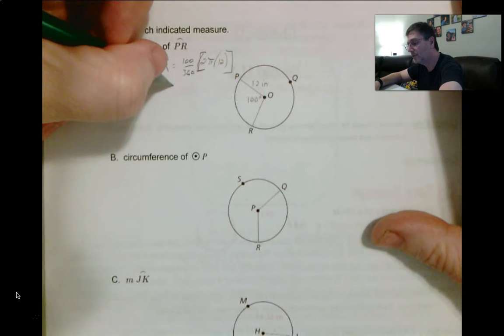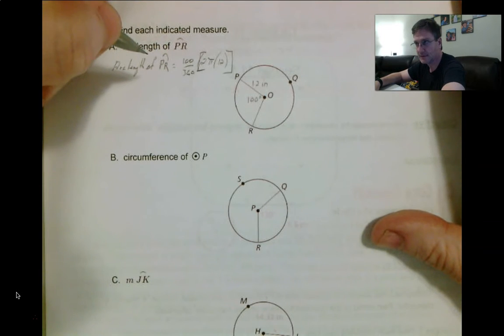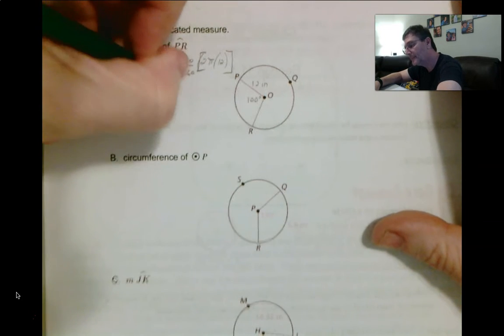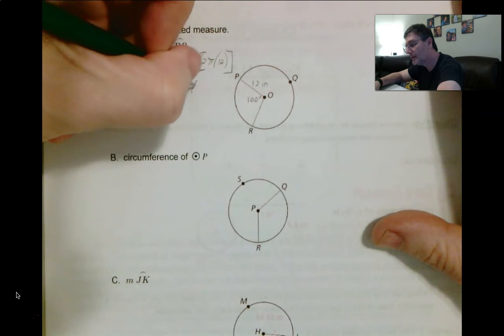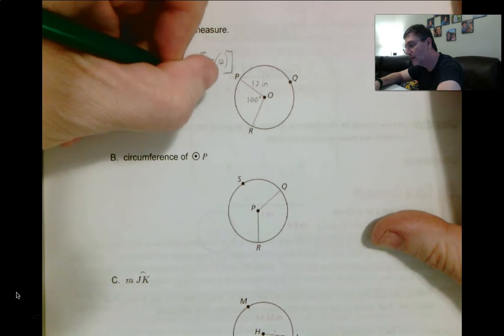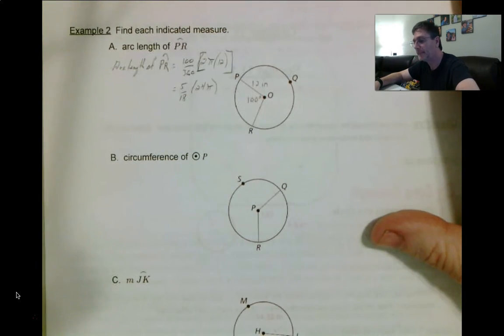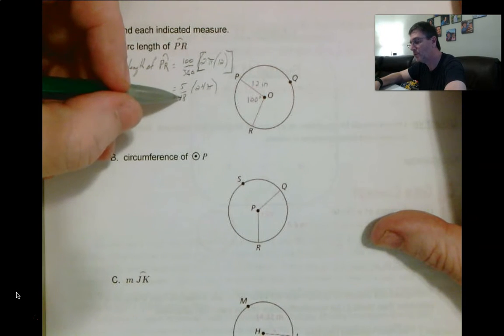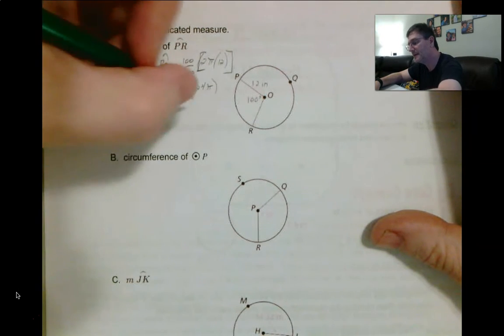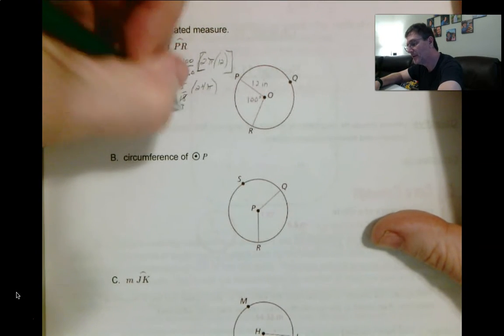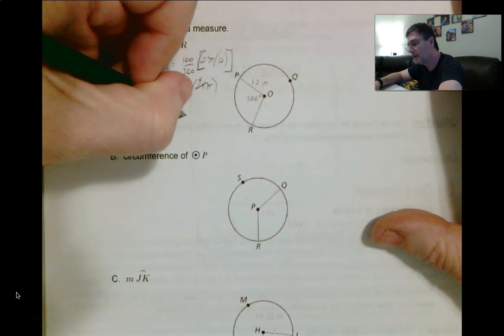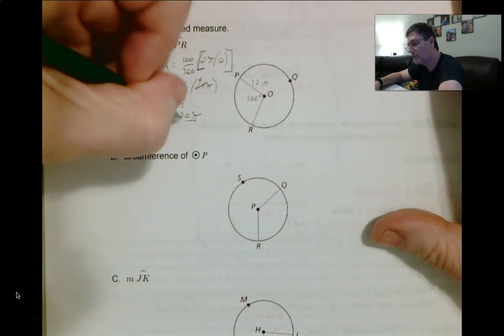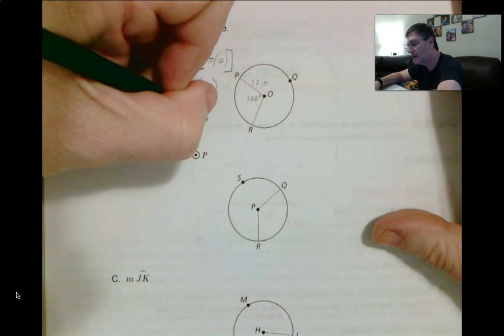So 100 over 360, 10 over 36, 5 over 18, times 24 pi. 18 and 24 both reduce by 6, 3, 4, 20 pi over 3 inches.